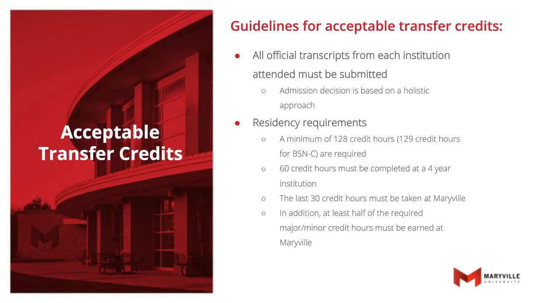Maryville University programs are comprised of 128 credit hours, with the exception of the Bachelor's of Science in Nursing Completion program, which is 129 credit hours. And all degree requirements must be met to earn the bachelor's degree. 60 of these credit hours must be completed at a four-year institution, and the last 30 credit hours must be taken at Maryville. Students must also complete at least half of the required major or minor credit hours at Maryville in order to fulfill the residency requirement.